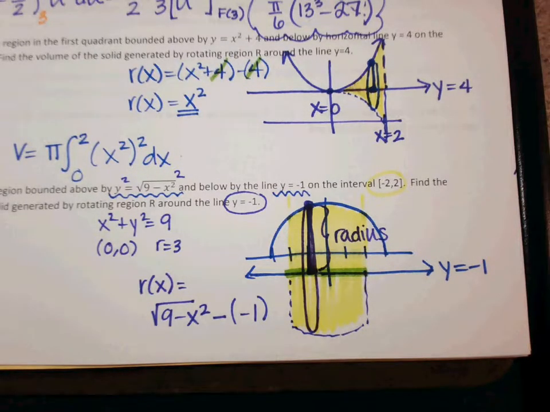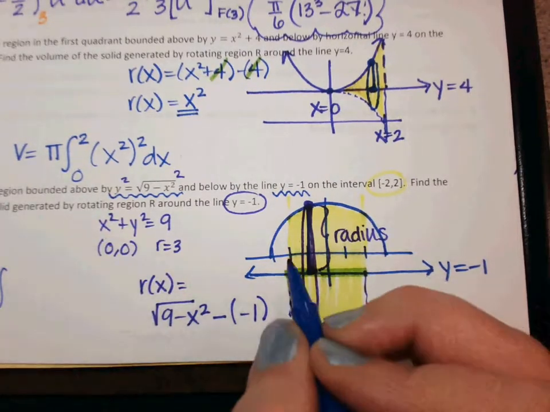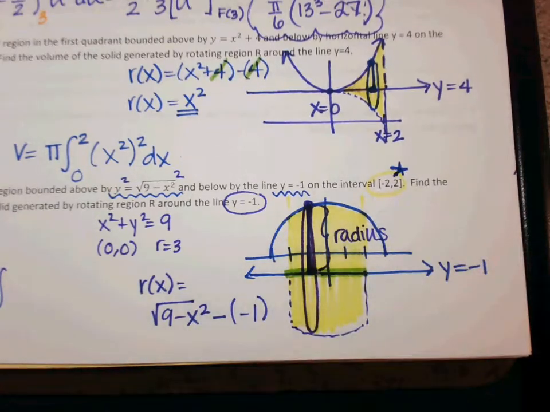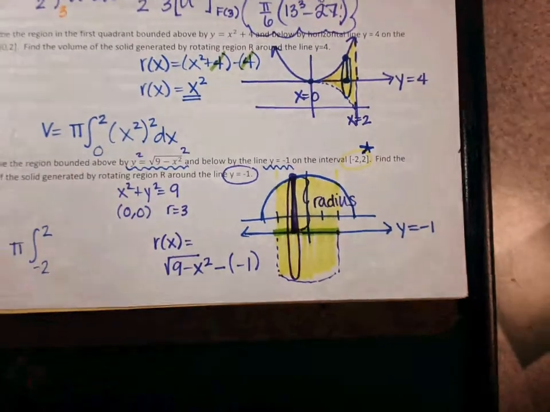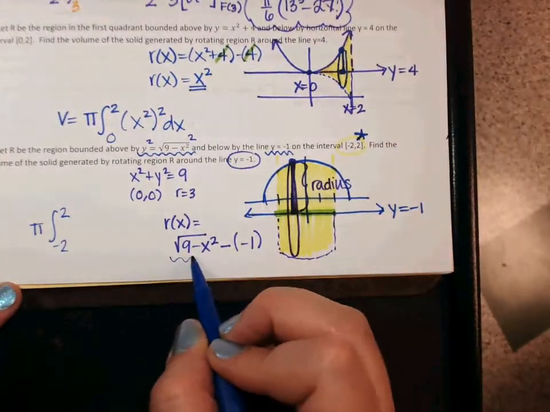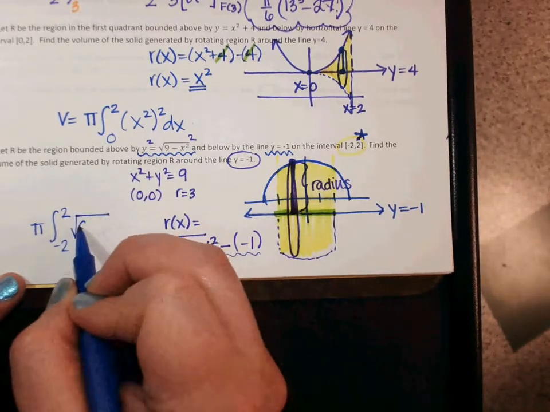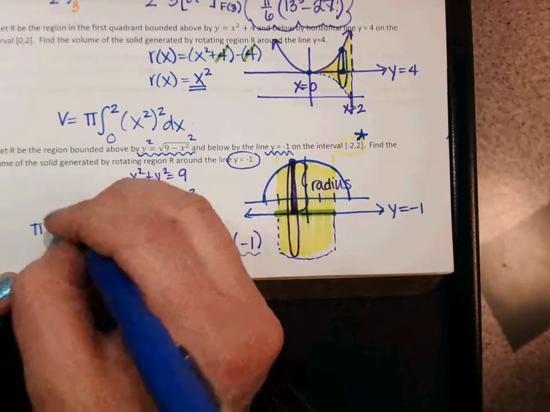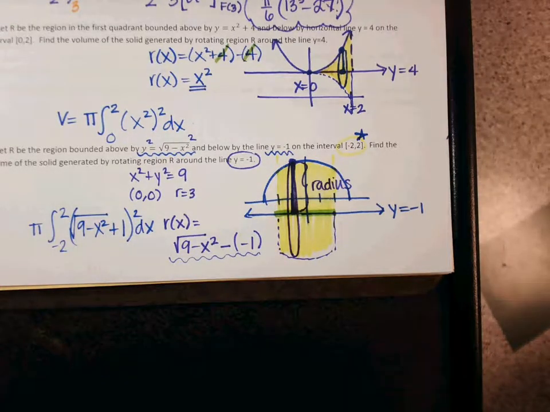No, -1. Okay, so pi integral negative, wasn't it -2 to 2, yeah? And then my radius would be this chunk right here, but I'm going to change that minus and negative to a plus. So 9 minus x squared plus 1. So that's going to be outside the radical, dx. The plus 1 would be outside of the radical, correct.